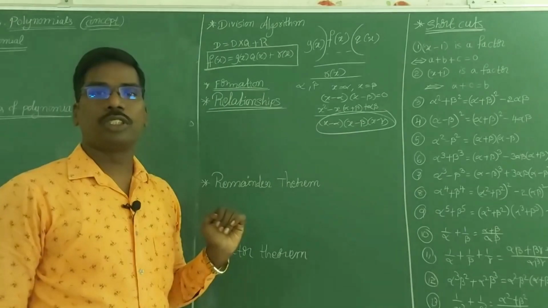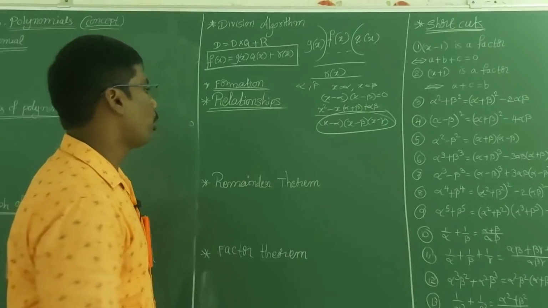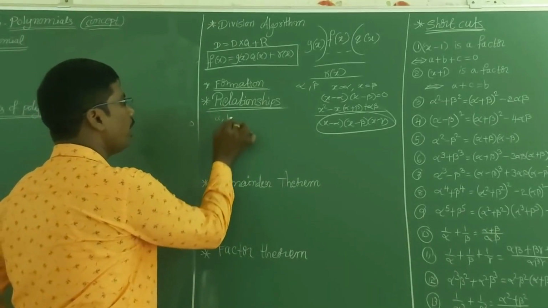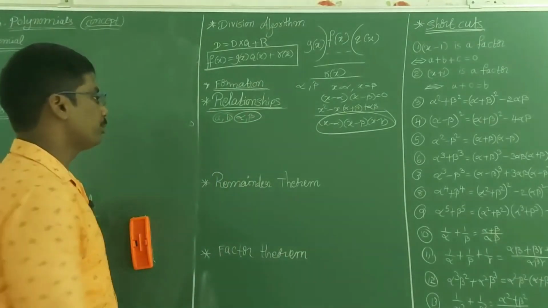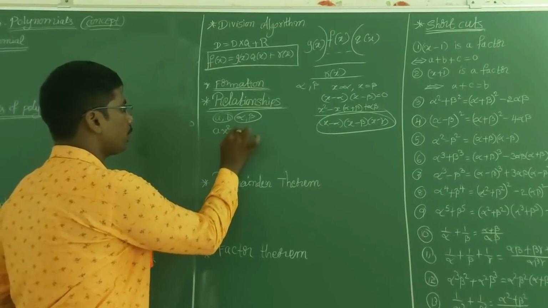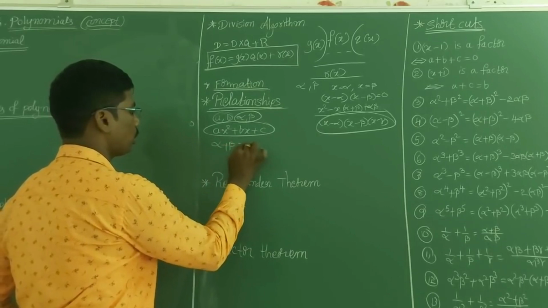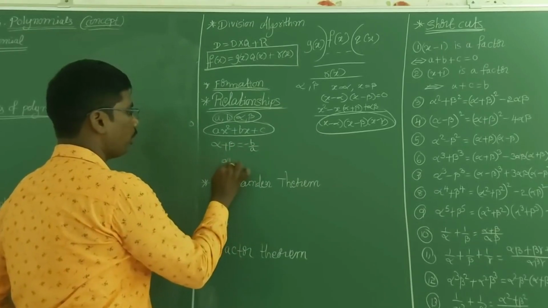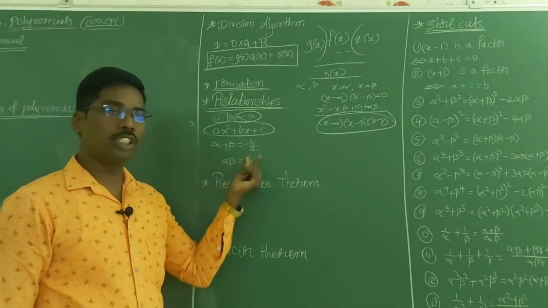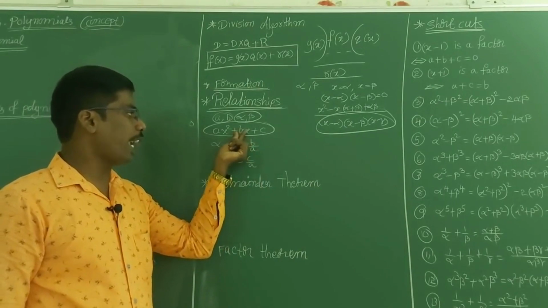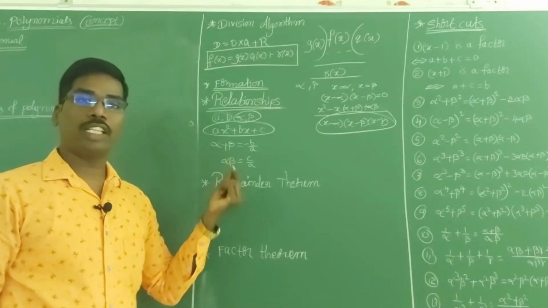Next, relationships. Relationships means the relationship between the zeros of the polynomial and the coefficients of the polynomial. So here a, b are coefficients, alpha, beta are the zeros. Then ax square plus bx plus c is a polynomial. Then sum of the zeros is minus b by a and product of the zeros is c by a. So minus b by a means what? Minus x coefficient by x square coefficient. C by a means what? Constant by x square coefficient. Like that you have to remember.